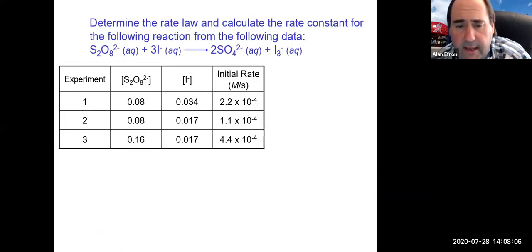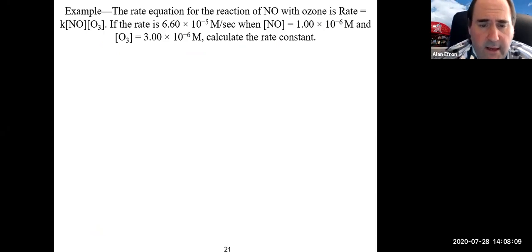All right, so I think this is the one you have next, I hope. Why don't you give this one a go? The rate equation for the reaction of NO and ozone is the rate is equal to k[NO][O3]. If the rate is 6.6 times 10 to the minus 5 molar per second, what is the rate constant? Why don't you calculate that real quick?